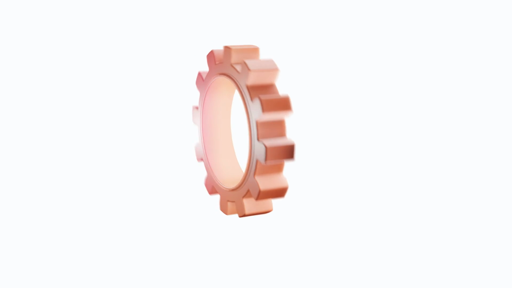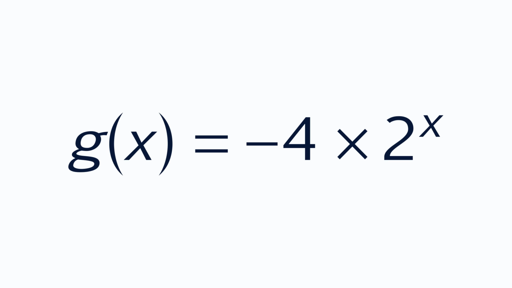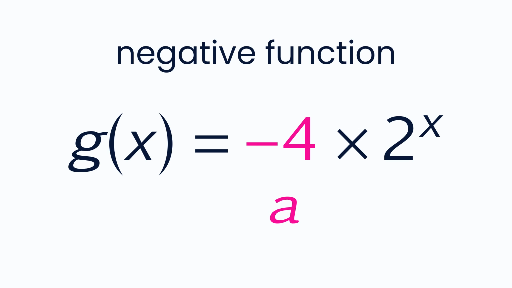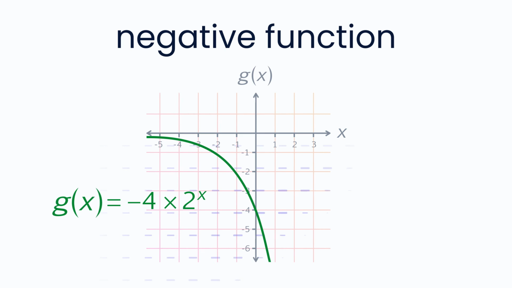Now let's look at an example of a negative function. You have the function g of x equals minus 4 times 2 to the power of x. Here, a equals minus 4, meaning g of x is a negative function. Its graph looks like this. The graph is always below the x-axis, meaning g of x is negative. In this case, it intersects the y-axis at 0, minus 4.